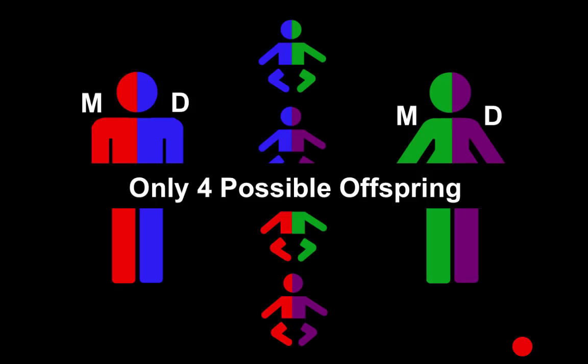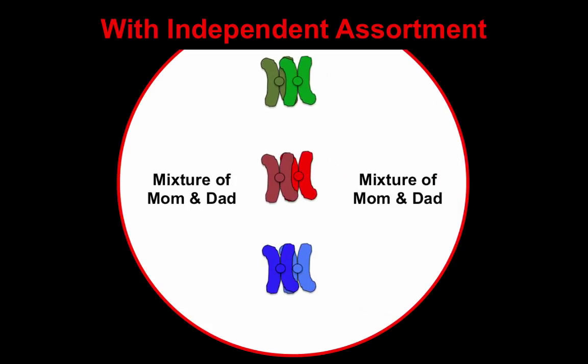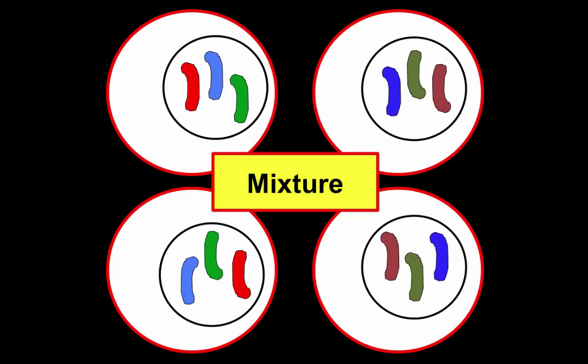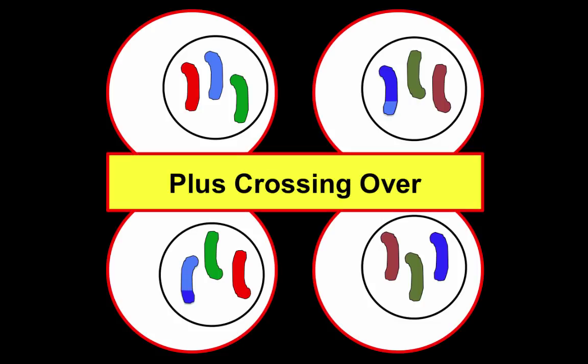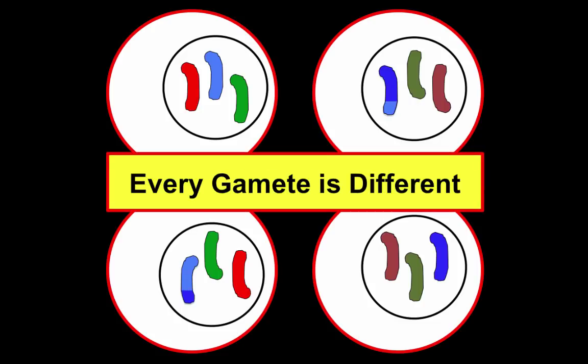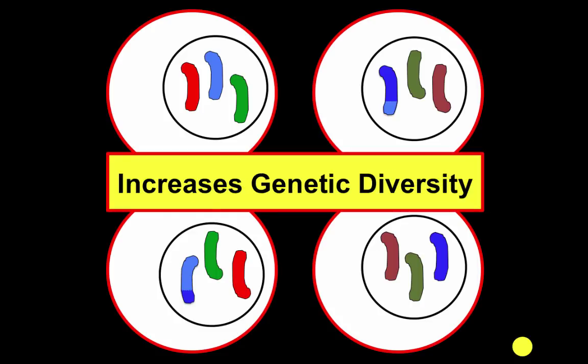Now, obviously, that's not how things work, because you could have 20 kids and they all look completely different. And that's because with independent assortment, we mix together the mom chromosomes and the dad chromosomes. So now we have a mixture, and then if we add crossing over, every gamete is going to be different. And this is how we increase that genetic diversity. Since every gamete's different, every baby is going to be different.